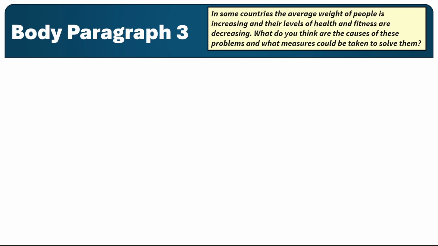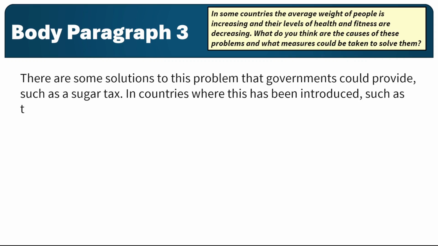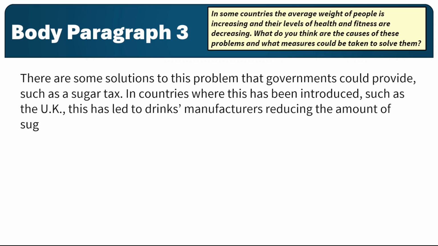Now let's look at body paragraph 3, where I talk about the solutions. "There are some solutions to this problem that governments could provide, such as a sugar tax. In countries where this has been introduced, such as the UK, this has led to drinks manufacturers reducing the amount of sugar in their products." Again, the example of the sugar tax in the UK is from my own knowledge. I know this has happened, and I know it's been very effective. It has led to drinks manufacturers reducing the amount of sugar in their products.